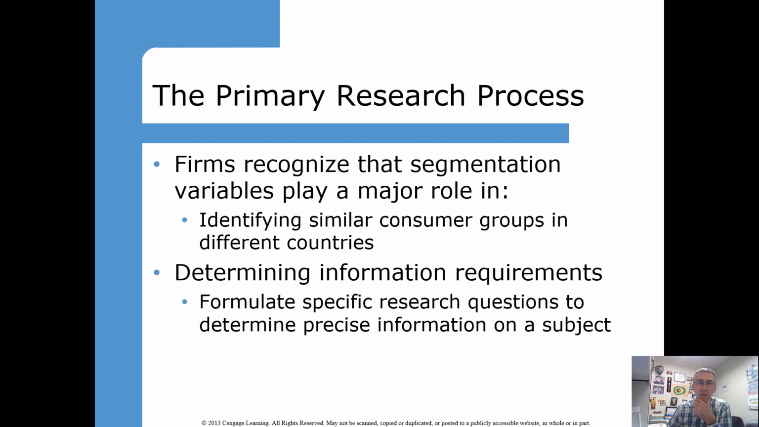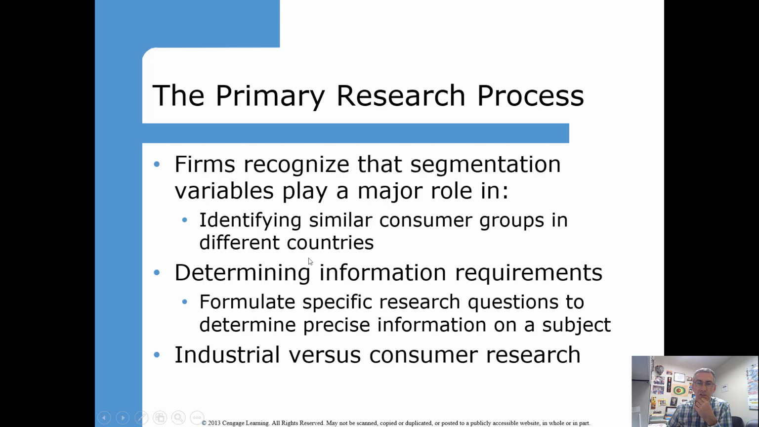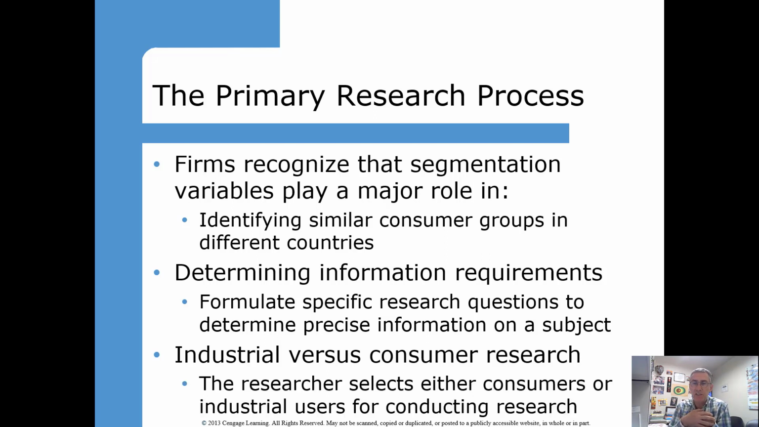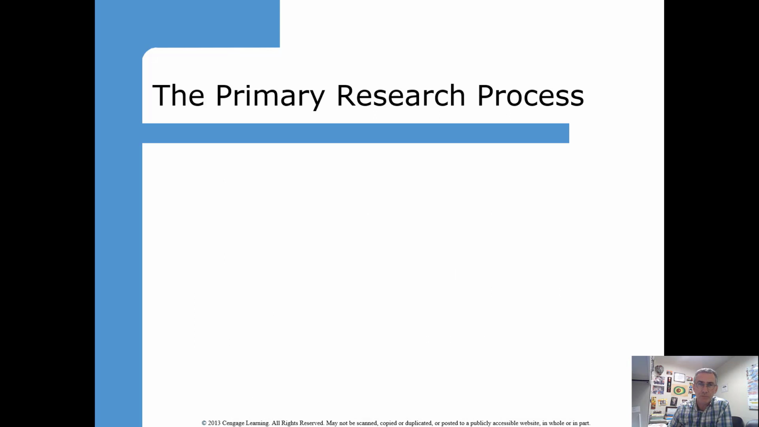Determining information requirement: formulate specific research questions to determine precise information on a subject. And industrial versus consumer research, very, very different right there, right? The researcher selects either a consumer or industrial user for conducting research. So is it going to be your end user that's going to be the target for your product? Or in this case, are you targeting organizations, companies? Very, very different way of reaching and researching and marketing.